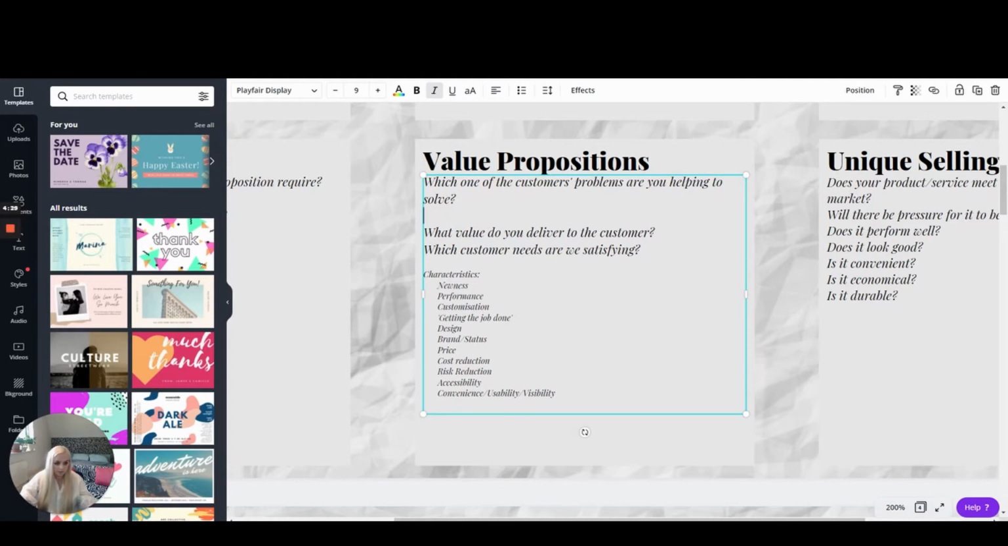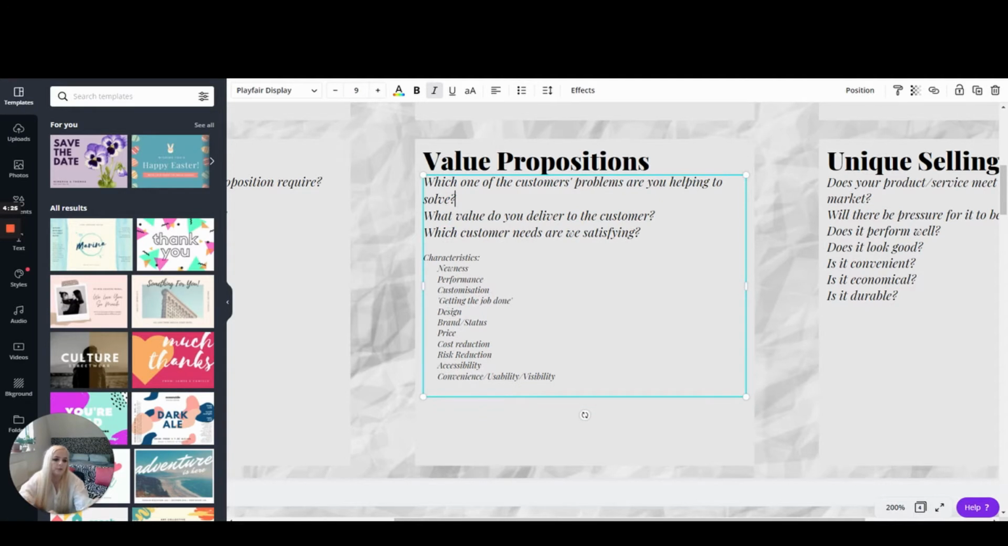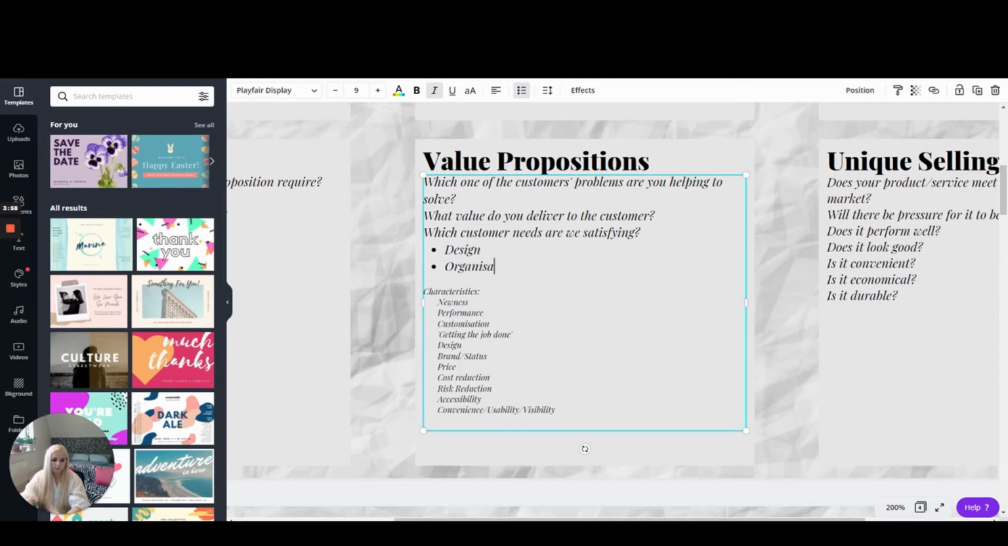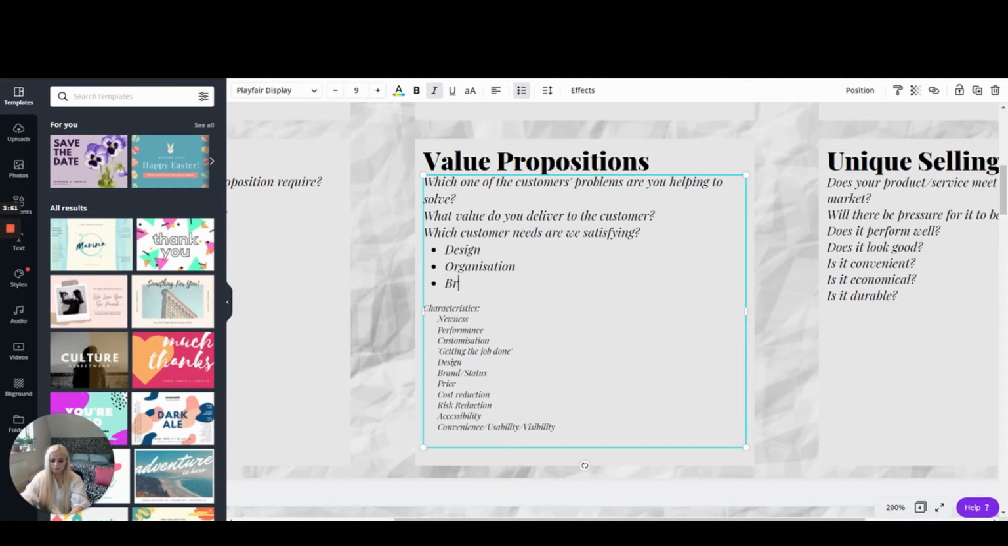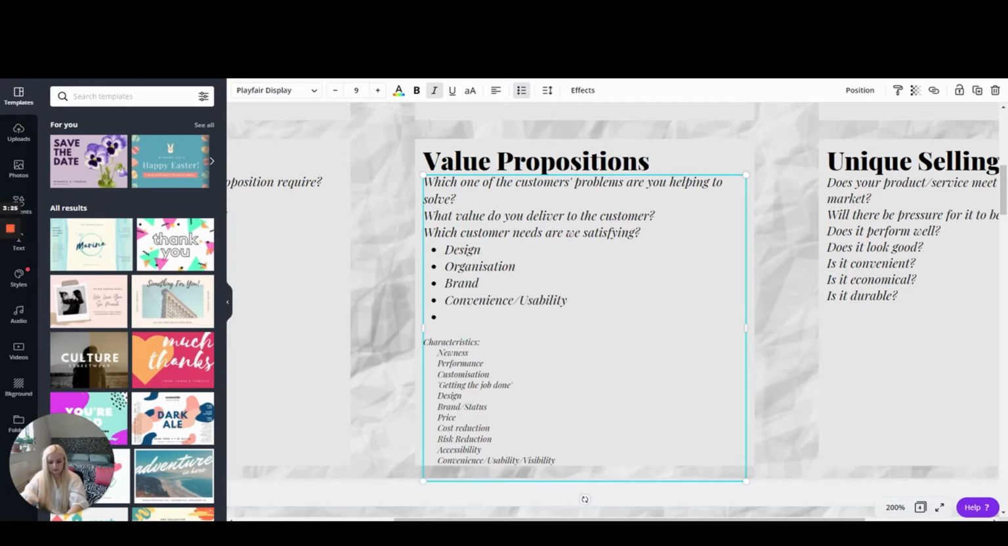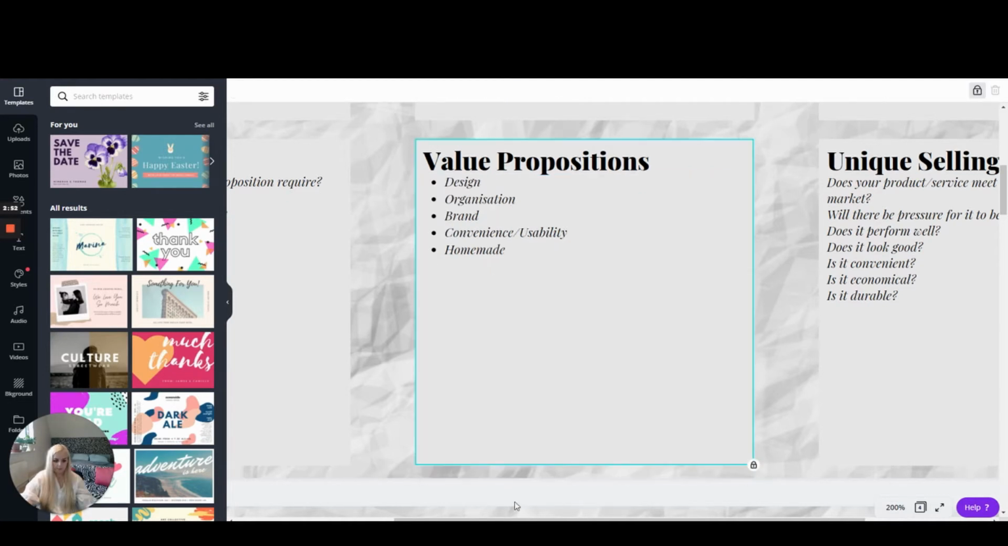Not so much a problem, but what I'm helping them to solve, or perhaps which customer needs are we satisfying and what value to deliver to the customer. There are some suggestions down here. I am offering design, organisation through some of the products that I'm going to be selling, which I'll get onto in a minute. Perhaps brand, definitely convenience and usability. It's the fact that it's homemade.